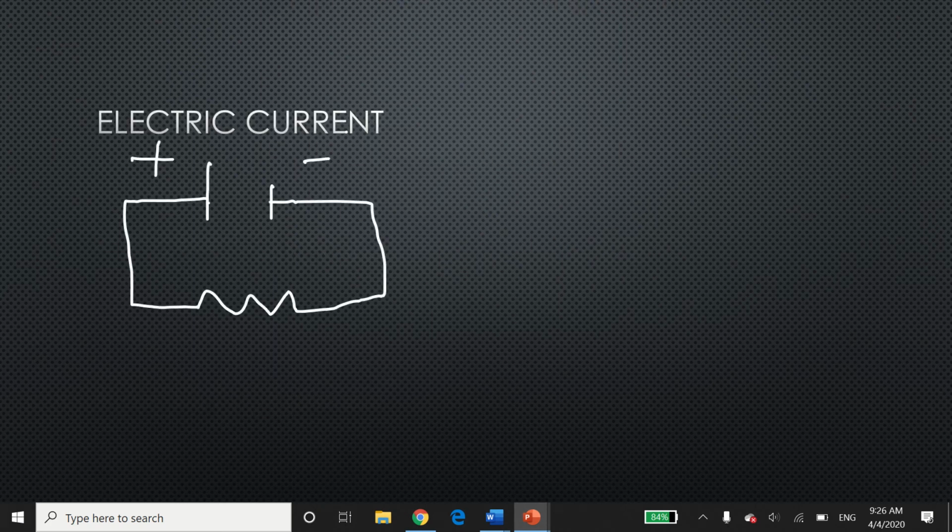Okay, so first off, electric current. Let's take a look at a circuit diagram right here. Remember when we're drawing our circuit diagrams, the longer line is a positive symbol and the shorter line is the negative terminal, and the little squiggly lines in the middle indicate a resistor. When we're looking at a circuit diagram, our current is defined as the flow of positive particles. So our current is going to flow from positive to negative.